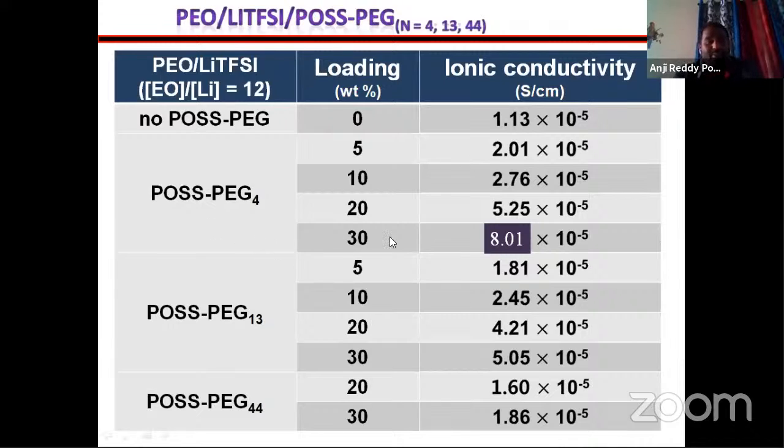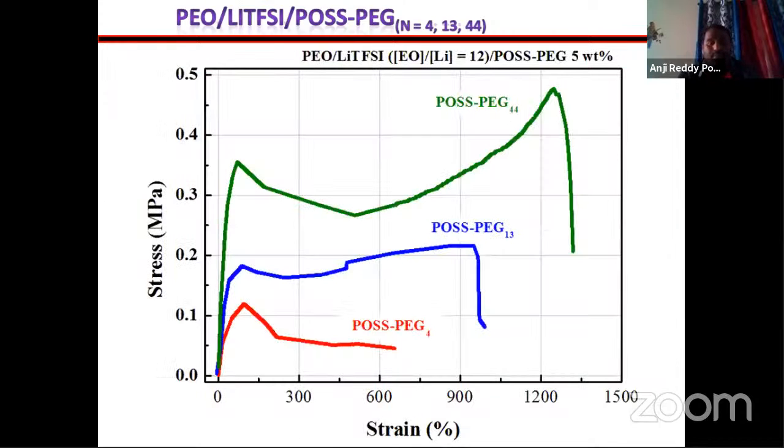Here, if we added the PAS PEG4, the conductivity is almost equal to 10 to the power of -4. This is at 23 degrees centigrade. If we go for 30 degrees, the value is almost 10 to the power of -4 order. Okay, and this is the mechanical property of different PAS PEGs, and PAS PEG44 has very good mechanical property.